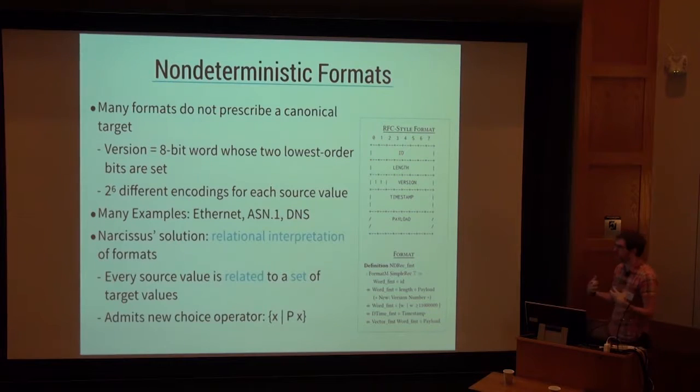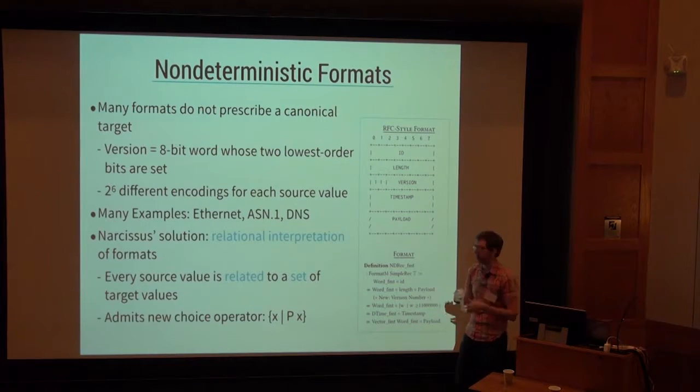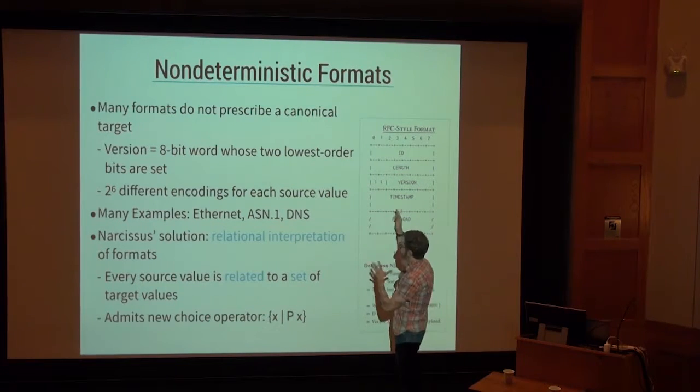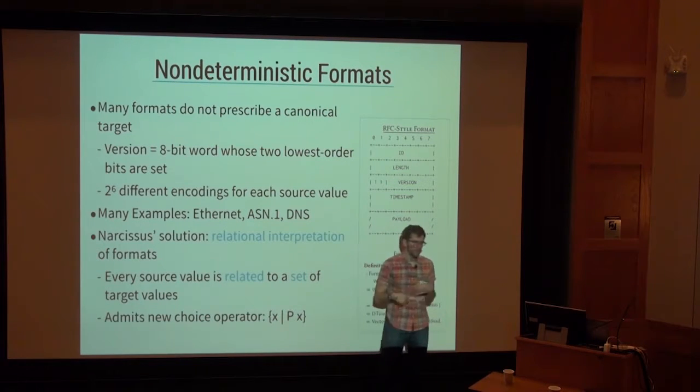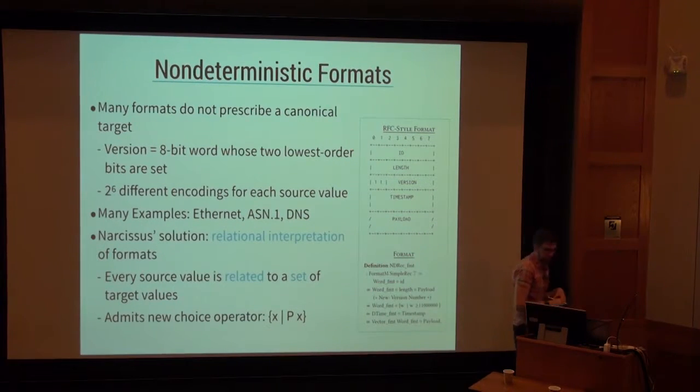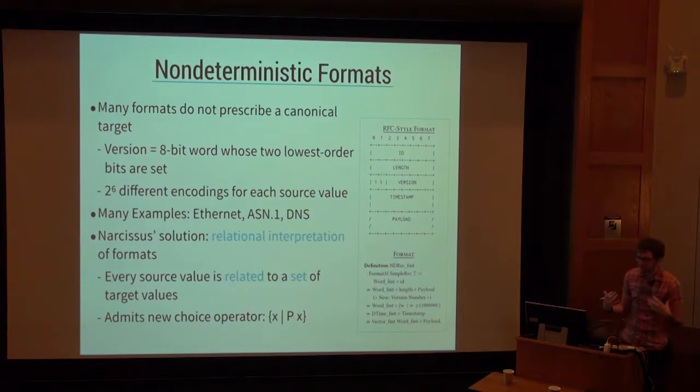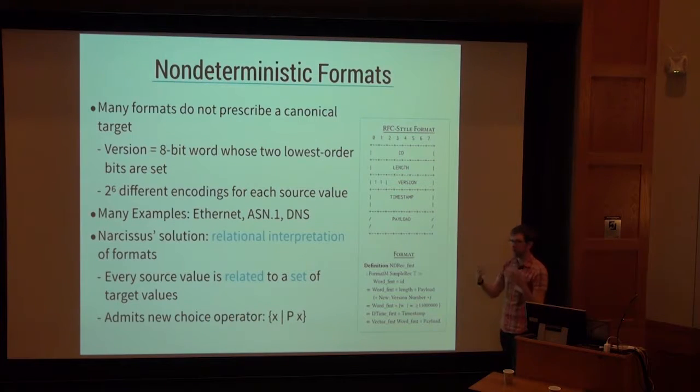And we need some way of actually specifying what the possible ways of encoding a source value are in the format. So what's our solution? Our solution is that instead of representing formats as functions, we're actually going to give them a relational interpretation, which means that a particular format is a binary relation that relates every source value to a set of potential valid target values, including the empty set. So there might not be any encoding of a particular source value for some reason.